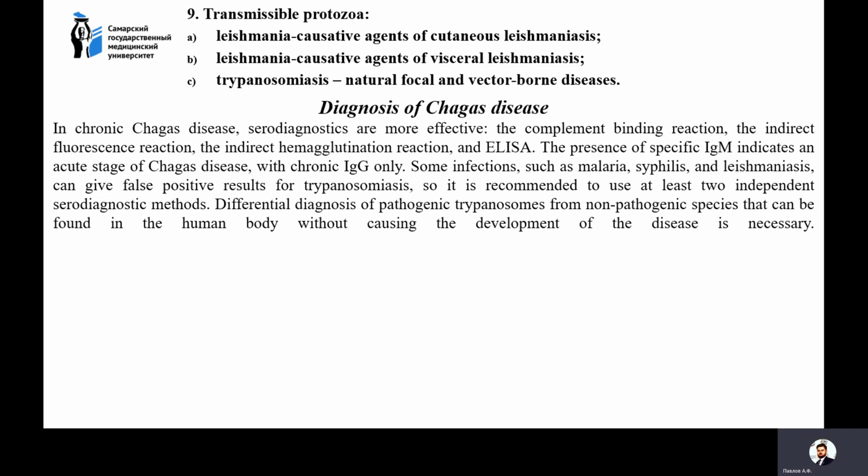In chronic Chagas disease, serodiagnostics are more effective. These include the complement binding reaction, the indirect fluorescence reaction, the indirect hemagglutination reaction, and ELISA. The presence of specific IgM indicates the acute stage of Chagas disease, with chronic, IgG only.